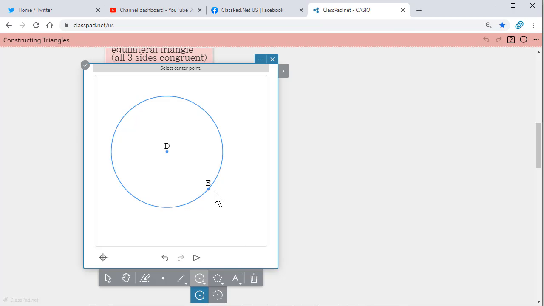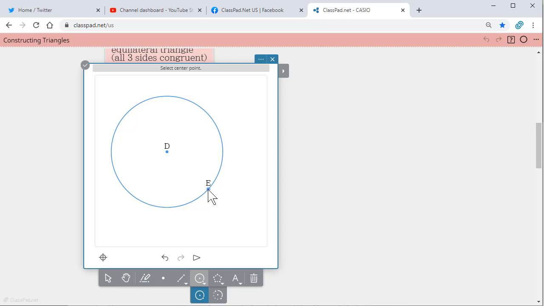Well, I can use my compass tool again. Let's try that. But this time I'm going to use the center. I don't want it to be the exact same circle. I want it to be a congruent circle, meaning it has the same radius. If I understand my properties, circles with the same radius are congruent because all the radii are congruent.